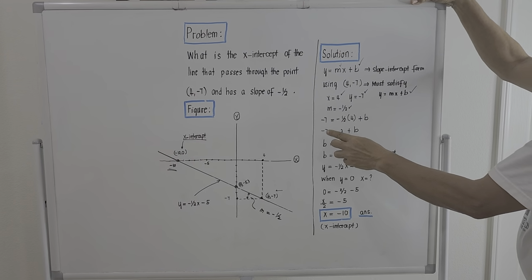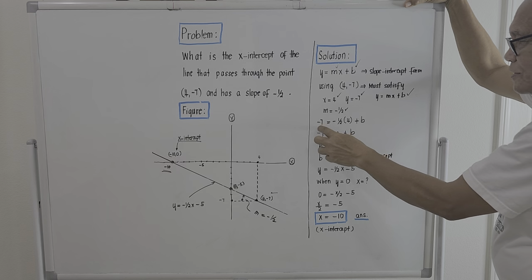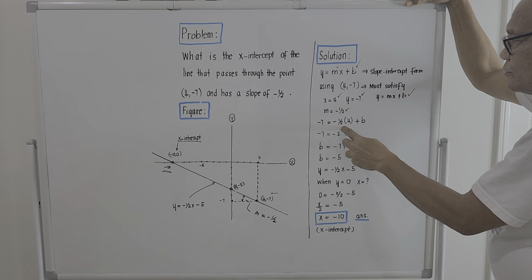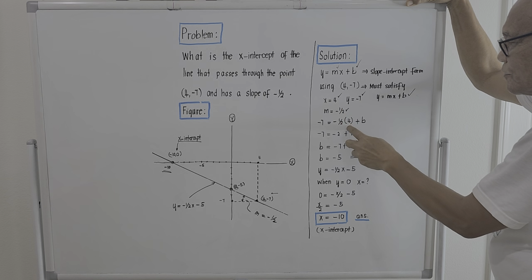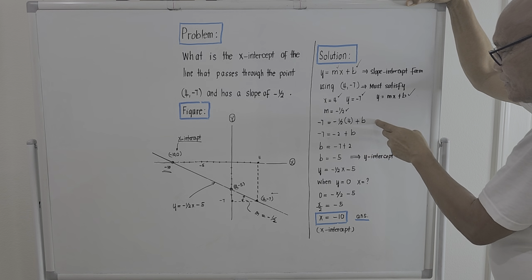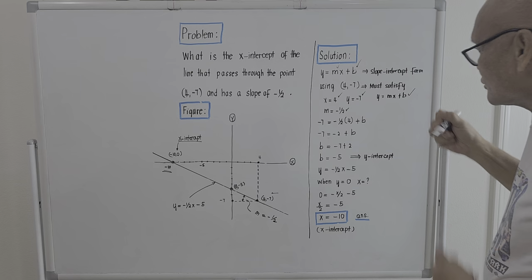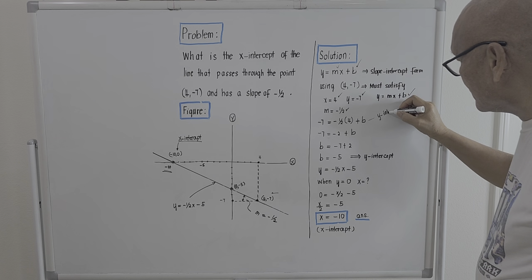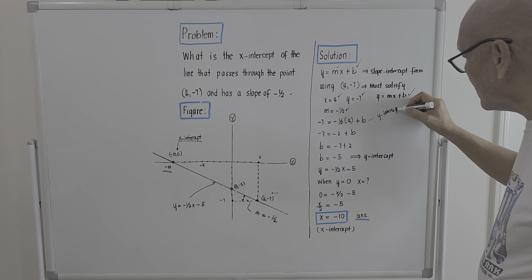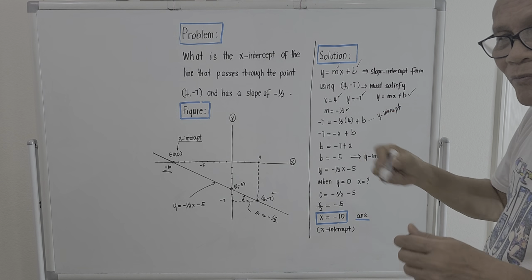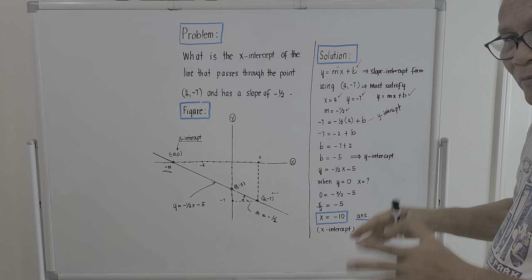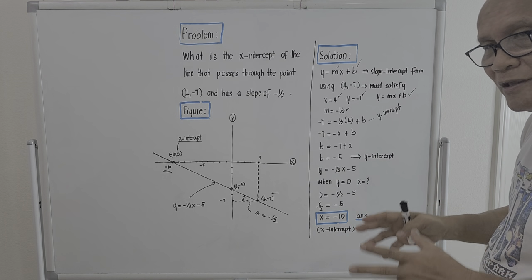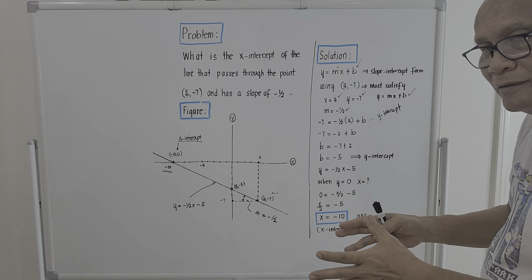y will be negative 7. Negative 7 equals m, which is negative 1/2 the slope, times the value of x, which is 4, plus the value of b. This small letter b is the y-intercept. Why are we solving for the y-intercept? Because later on we need the equation of the required line.